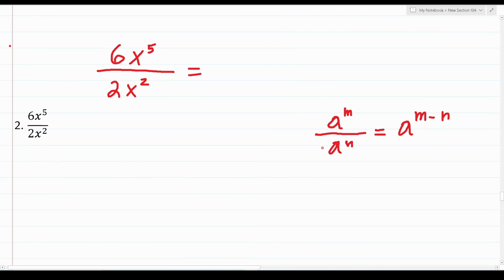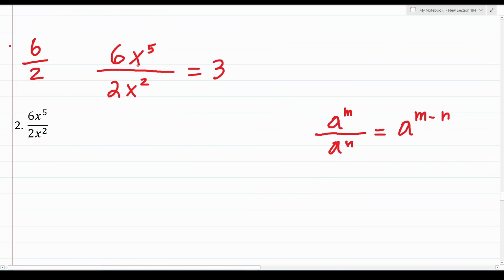And as you can see, that's more or less what we have with our x's here. So x to the 5 over x to the 2, we'll simply subtract those exponents. But that said, before we can do that, we have to deal with this 6 over 2. Well, what is 6 over 2? 6 divided by 2 is 3.